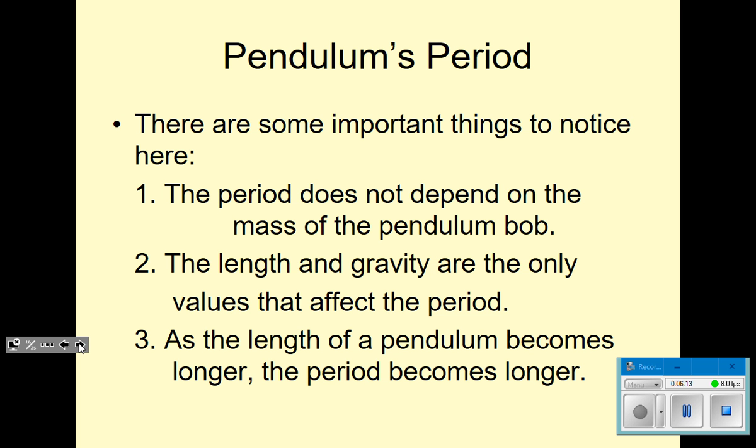And then as the length of the pendulum becomes longer, the period also becomes longer. So it's important to realize that as that L is longer, because it's on top of the fraction, it's going to directly affect that period. So as one goes up, the other goes up. Now it's not going to be an exact relationship, but it will make it longer.